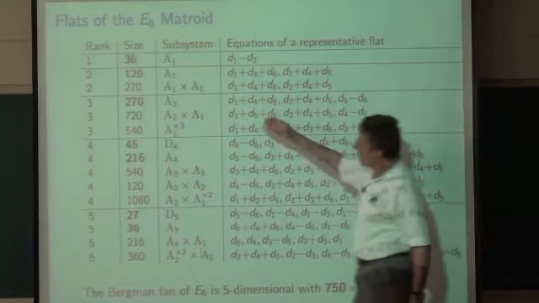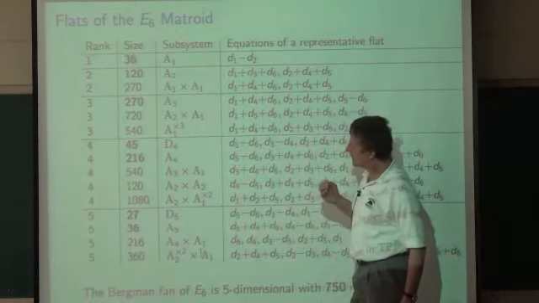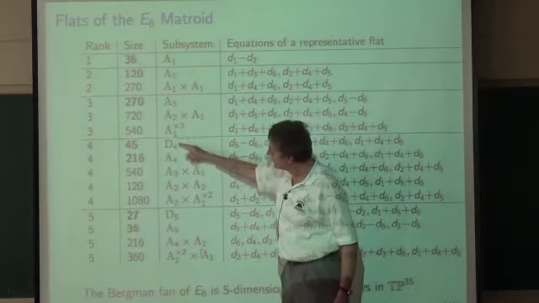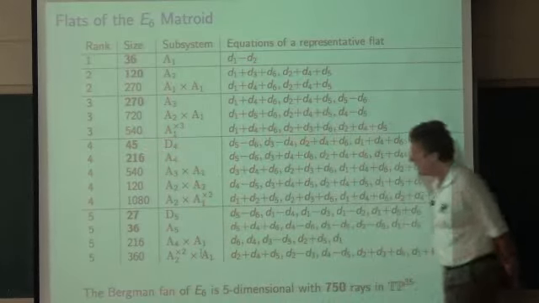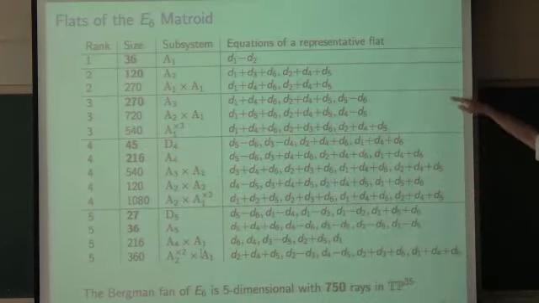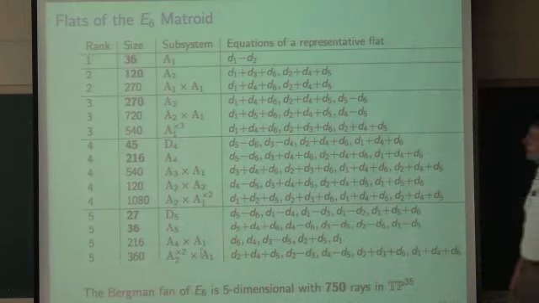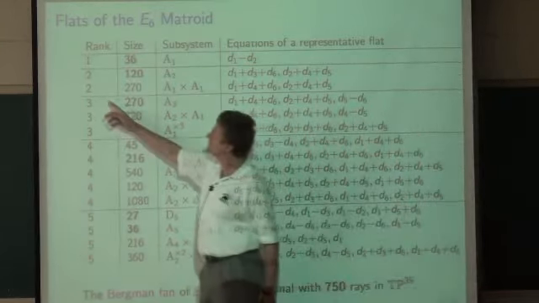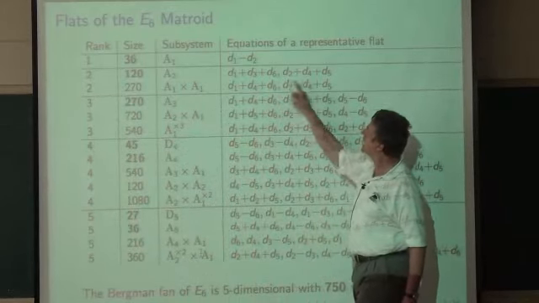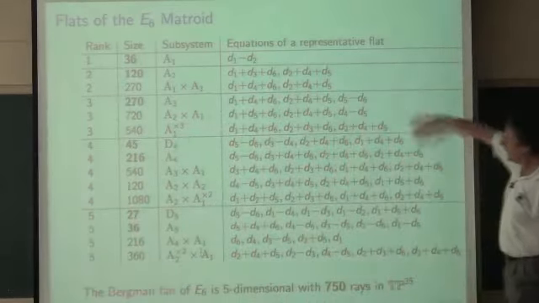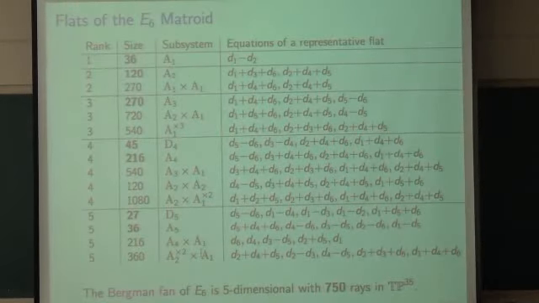Now, among these subroot systems, the ones that are most interesting are the irreducible subroot systems. Here the numbers are in boldface. Here, by the way, I have the equations of representative flats. For example, a representation of this codimension 2 flat is the intersection of that hyperplane and that hyperplane. Okay? So you calculate a table like this.